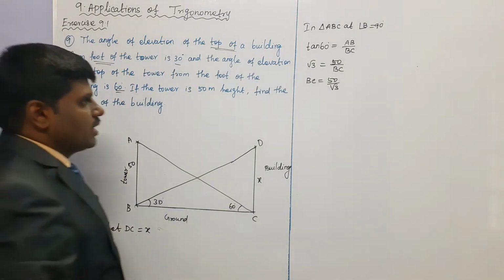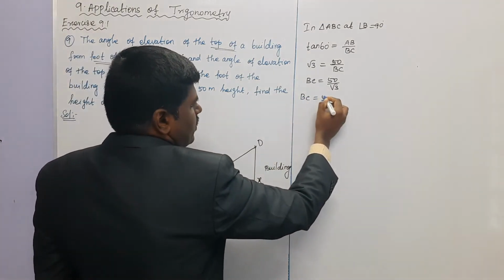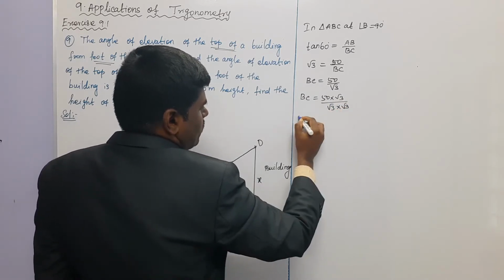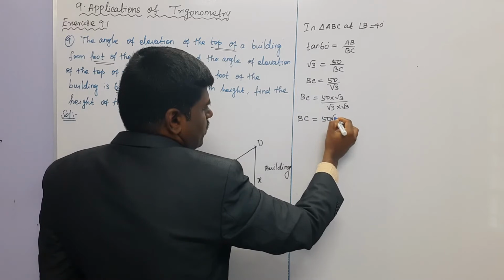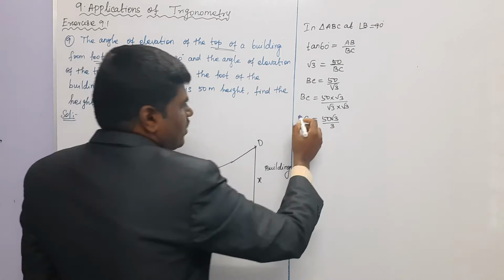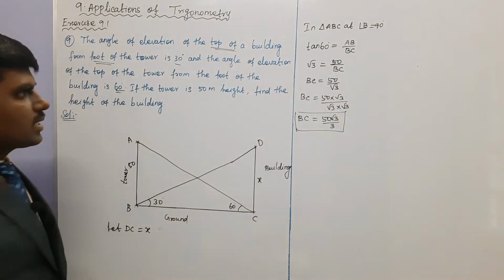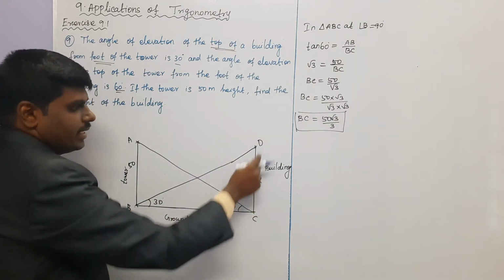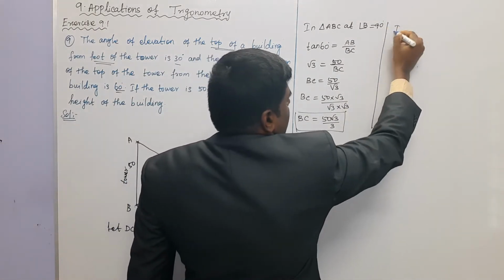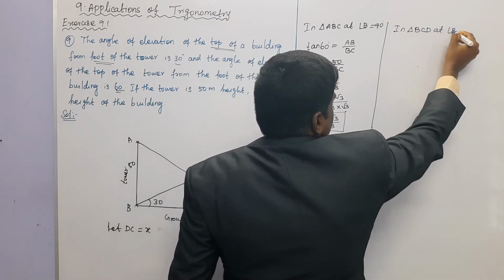Root 3 is an irrational number, so as usual we rationalize: BC is equal to 50 root 3 by root 3 into root 3. The conclusion is BC is equal to 50 root 3 by 3. So I found the value of BC, 50 root 3 by 3. Next, in triangle BCD, the angle at B is equal to 90 degrees.